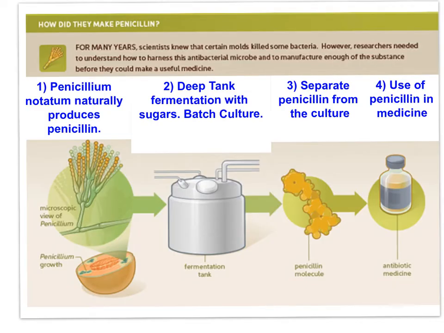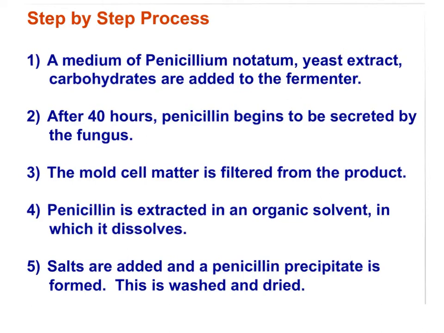The steps in the process are quite simple. Penicillium notatum naturally produces the penicillin. Deep tank fermentation with sugars, it's a batch culture. Separate the penicillin, the antibiotic, from the culture and use the penicillin as an antibiotic in medicine. Here's a step-by-step process, probably a bit more detail than you really need to remember. A medium of Penicillium notatum, a nitrogen source, typically ammonia, and carbohydrates are added to the fermenter. After about 40 hours, penicillin begins to be secreted by the fungus Penicillium notatum.